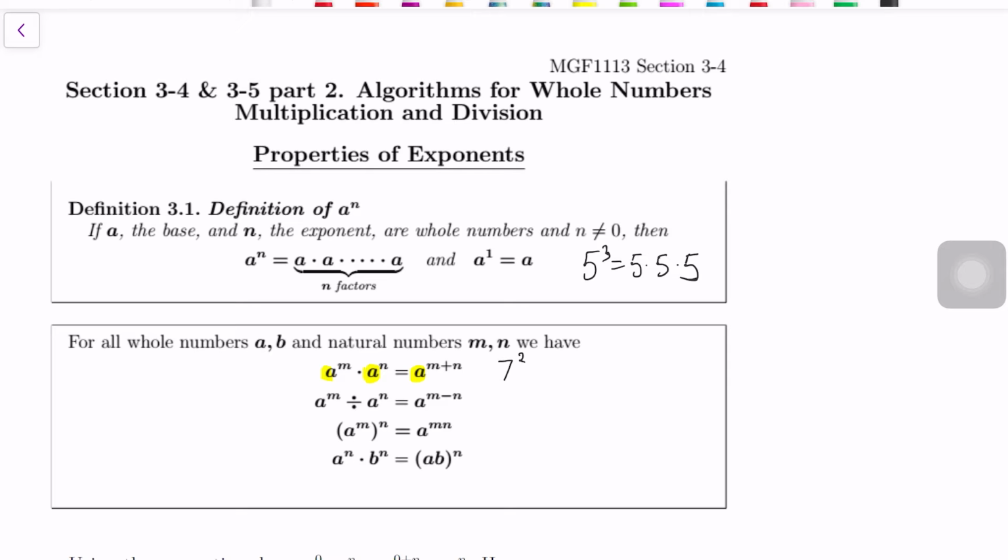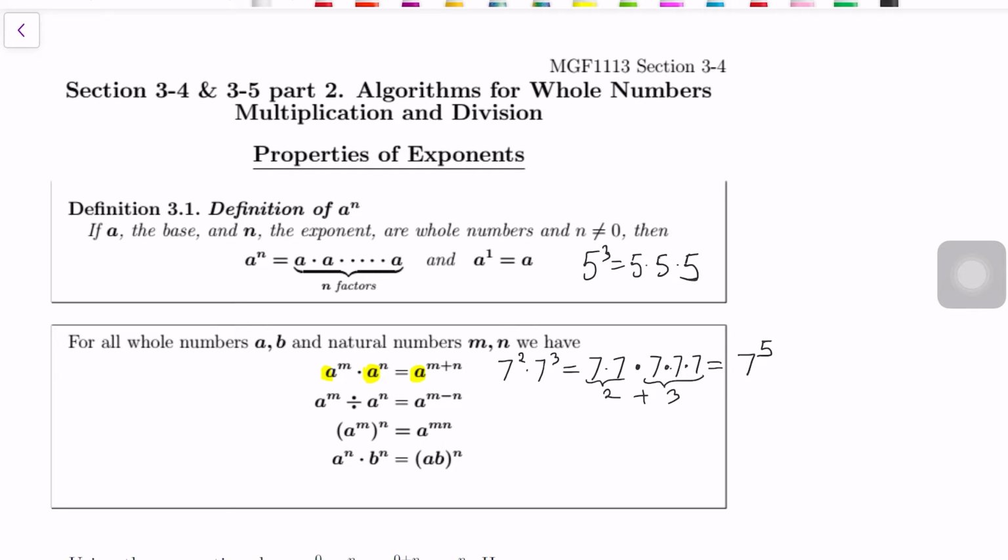Let's look at 7 to the power 2 times 7 to the power 3. How many factors of 7 do I have altogether? 7 squared is 7 times 7. This is a product, so I continue, and 7 cubed is 7 times 7 times 7. So when I look at this product all together, I end up with 5 factors of 7. So 2 plus 3. Combined, I have 5 factors of 7. So that becomes 7 to the power 5. And that's what the product rule is about.